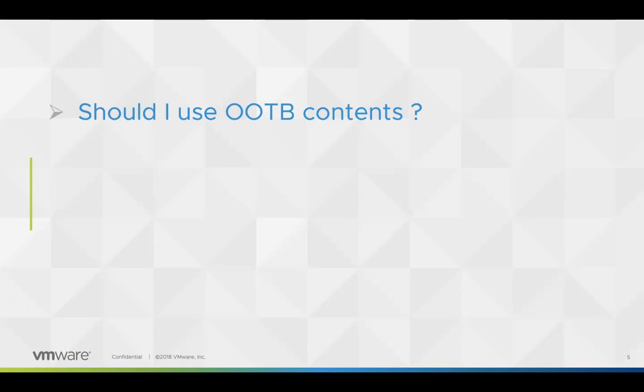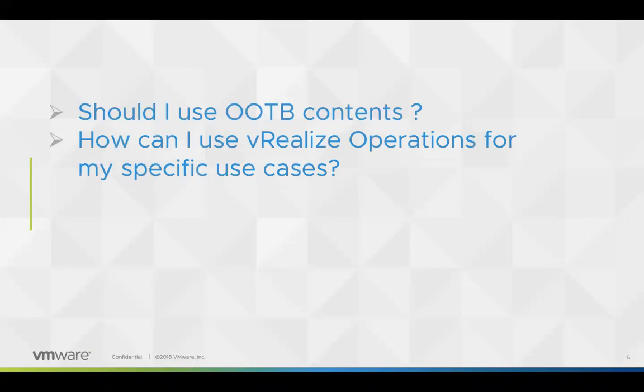There are hundreds of out-of-the-box content available: out-of-the-box reports, views, dashboards, all of those things. How do I know that these contents are really useful to me or really fitting me, or should I be making some changes to that? How can I use VROps for my specific use cases?